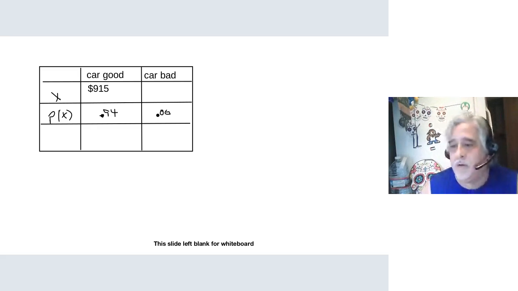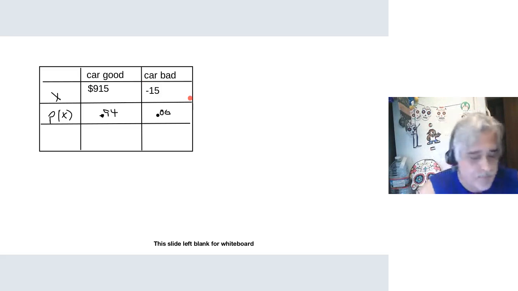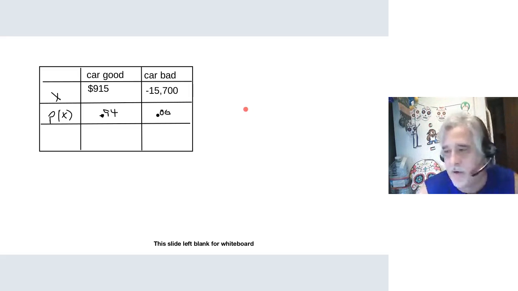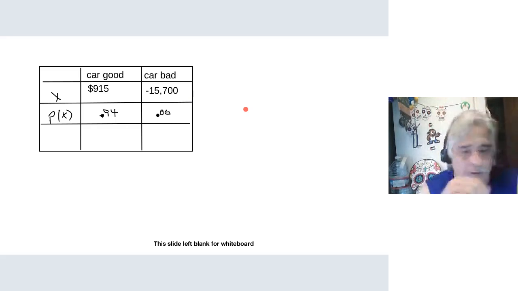So here, 15,700 is just going to be a negative amount. They said that's how much it's going to cost them. We don't know how much they pay for the car, and that's not really a matter of importance. So now, down here, it's going to be X.